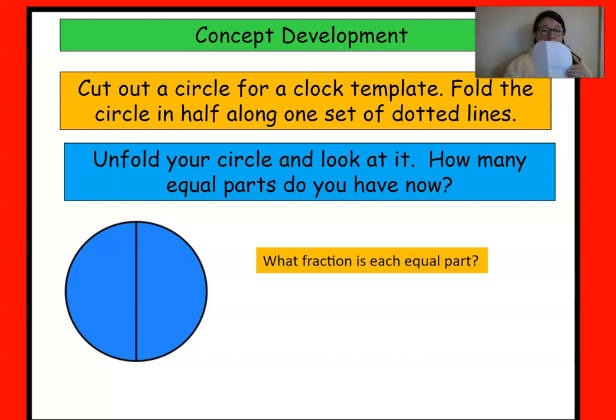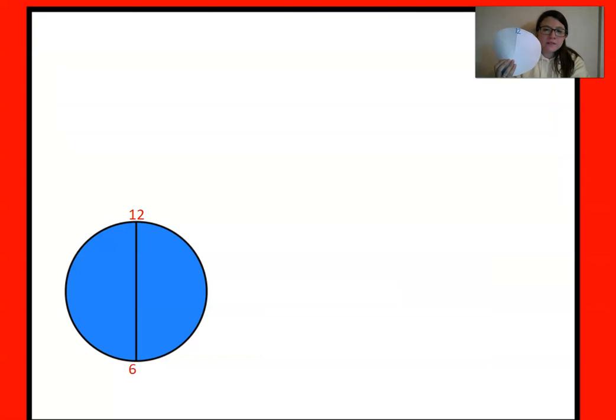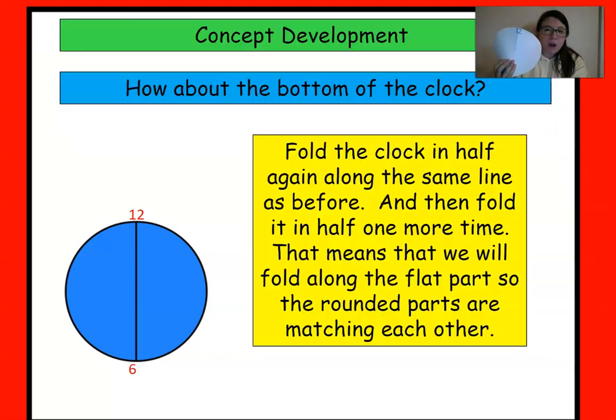Now, unfold your circle, and how many equal parts do you have? 2. Awesome job. What fraction is each equal part? We have 2 parts. We have 2 halves. Very good. So each part is 1 half. Next thing, you're going to write 12 at the top of your circle. Very top. There it is. The bottom of the clock is going to be your 6. The 12 and 6 are opposite each other.